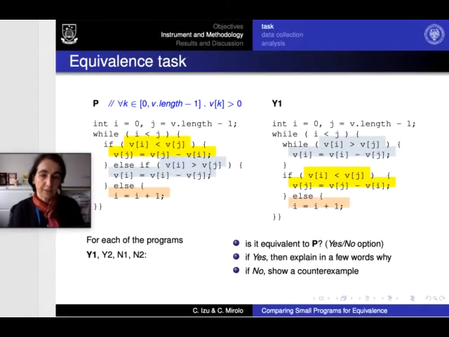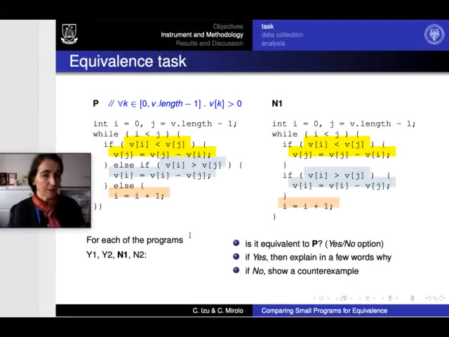So in our task, we provide a program P, and then we provide 4 different choices. And for each choice, students have to ask, is this program equivalent to P? If yes, they have to explain why it's equivalent. If they say no, they can provide a counterexample. We can also see that in all the variations, we have kept the update statements. So we are updating Vj or Vi in a similar manner, or we are updating the index.